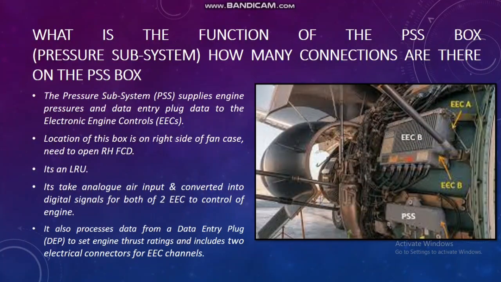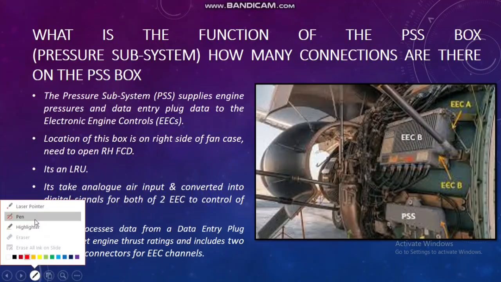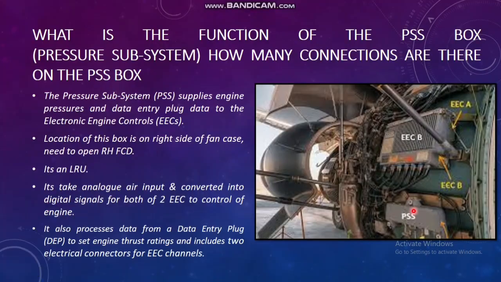PSS means pressure subsystem. How many connections are there on the PSS box? First you can see the location of the PSS box, where it is located, and this is your PSS box on the CFM LEAP engine, right side of the fan cowl on the fan case area. Pressure subsystem supplies engine pressure and data entry plug data to the electronic engine control unit. Location of this box, I have already told, this is a line replaceable unit.